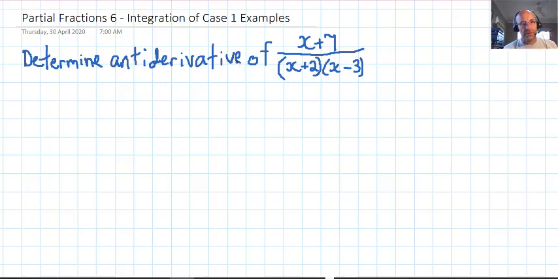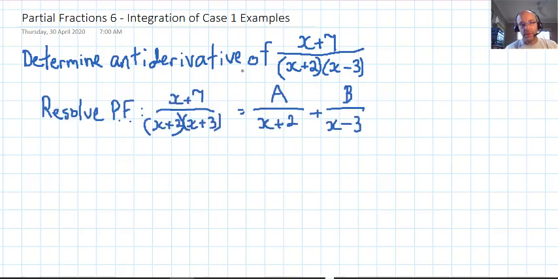Partial Fractions video 6. We're actually into the integration now, and integration of case 1 examples. So to get the ball rolling, determine the antiderivative of this rational function that you see there. So first of all, we're going to resolve it into partial fractions based on what you've seen in some of the previous videos. So this one clearly is a case 1.